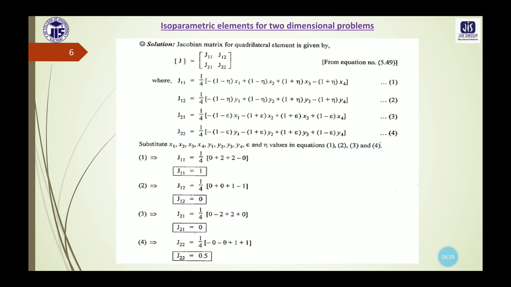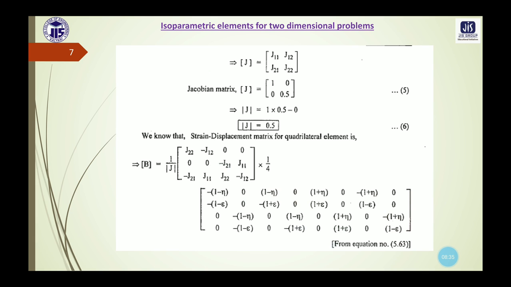Now as we have calculated all the values of the Jacobian matrix, we need to only put these values inside that matrix, and that means we are getting the Jacobian matrix as [[100, 0], [0, 0.5]]. So this is the Jacobian matrix here, and the determinant is now 0.5. So this is the answer of the first part of this numerical.